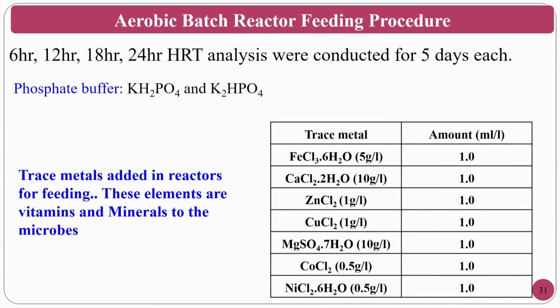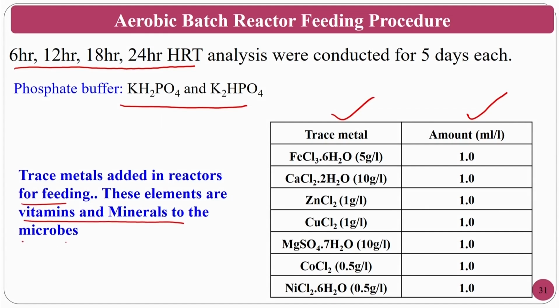Okay. Normally, if you see the buffer solution and other things, HRT analyses were conducted at 6 hours, 12 hours, 18 hours and 24 hours. Normally, these are the phosphate buffer solutions. You can use trace metals in a given amount. Trace metals are added in the reactors for feeding. These metals are the vitamins and minerals for them.